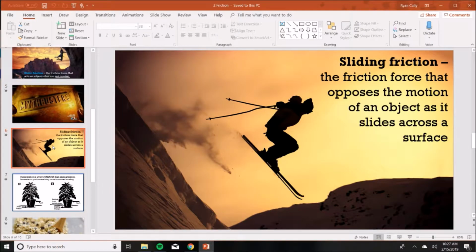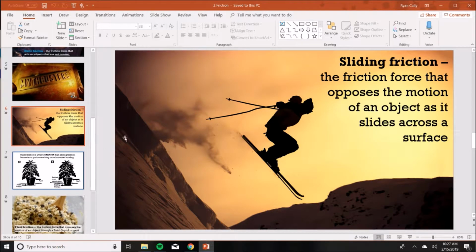Something very similar to static friction is called sliding friction. Now, think about a time that you went sled riding. You go down the hill, and what eventually happens? Well, you eventually stop. And that's because of sliding friction. You got your sled sliding across the snow, but there's a friction force there that opposes the motion of your sled, and you eventually come to a stop. So this is the friction force that opposes the motion of an object as it slides across a surface. Another example is a skier. You know, you think about that.